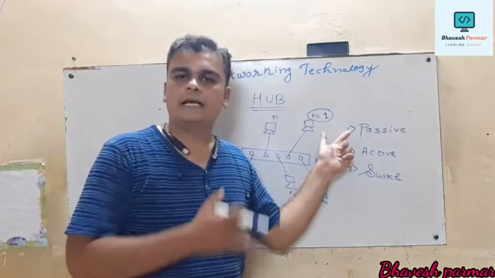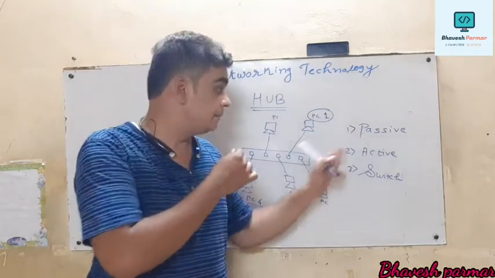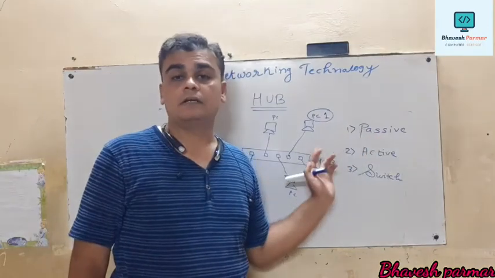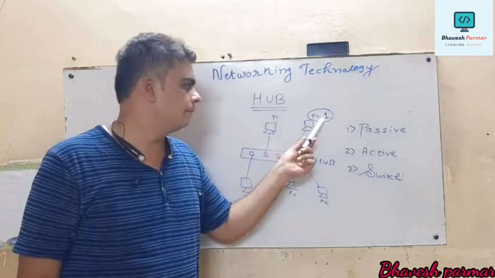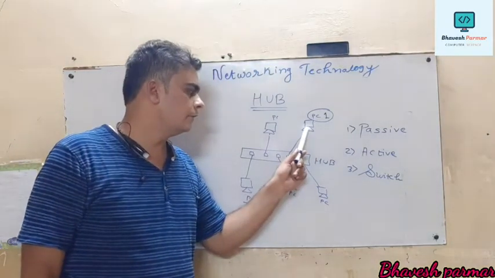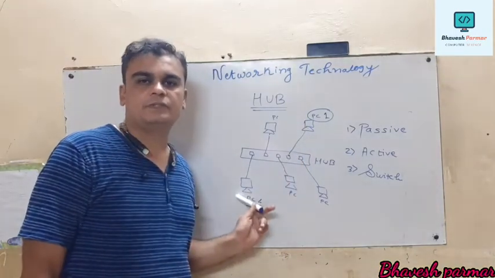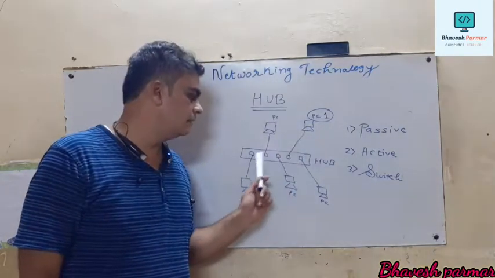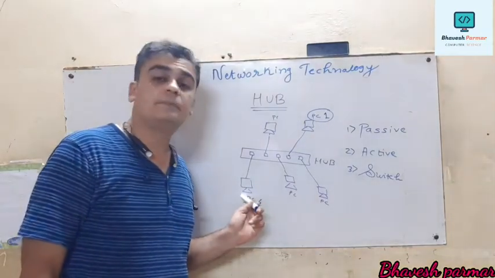So first of all, guys, we will discuss the first type of hub, the passive hub. In this passive hub, what happens actually, guys? If we use this hub in our network, then what happens? Suppose, let me take the same example. PC1 tries to transmit data to PC4. First, PC1 tries to send the signal to the hub and checks whether PC4 is available or not. If it is available, then it sends the data to the hub, and the hub passes the data as it is to PC4.